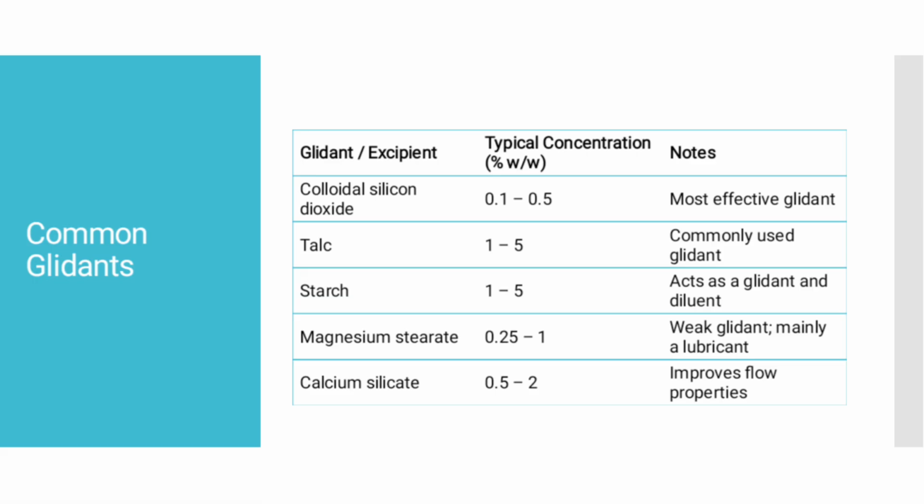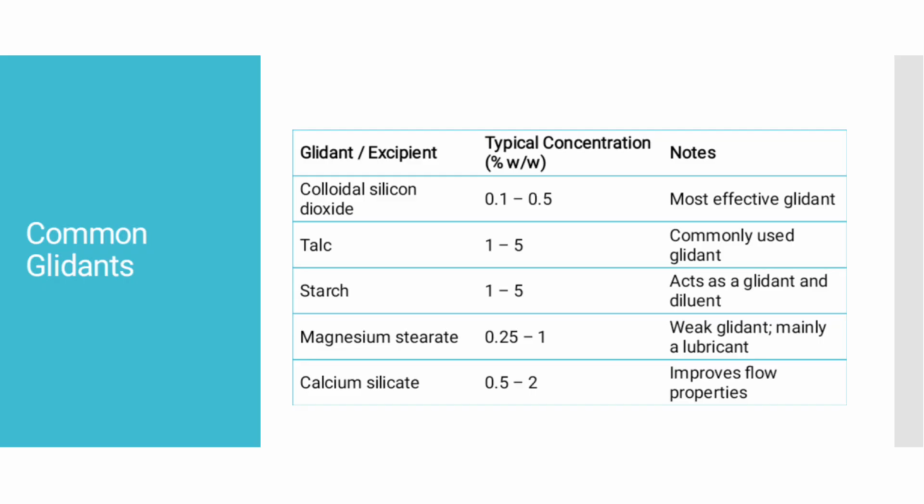So next slide is about common glidants. You are aware that glidants are used to improve flow properties of powders, right? So common glidants are, first one, colloidal silicon dioxide used at 0.1 to 0.5% and this is the most effective glidant. Then talc used at 1 to 5%. Then starch, it is used in same proportion, that is 1 to 5%. Magnesium stearate is used at 0.25 to 1%, right? Though it is a weak glidant.